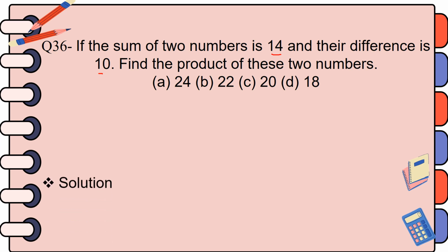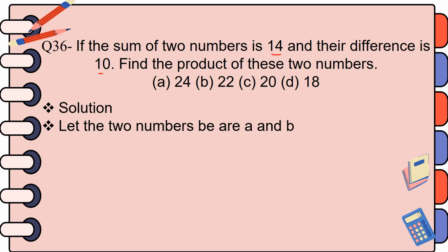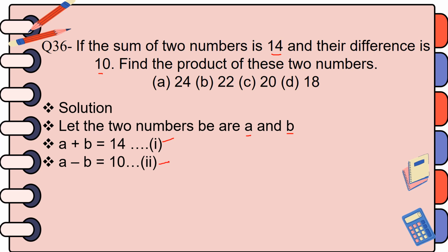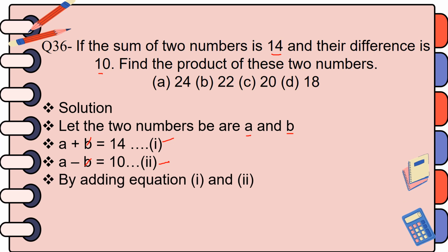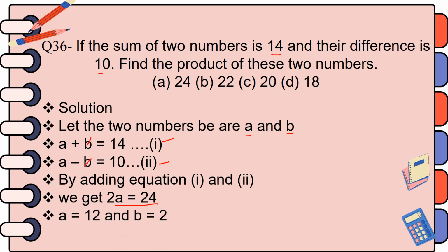So let's represent the two numbers, say A and B. When we add the two numbers, their sum is 14, A plus B is 14. And when we subtract the two numbers, A minus B say is 10. So we have equation 1 and equation 2. Add the two equations. B will be cancelled out by B. So we get 2A is equal to 24. From this, you can find out a value for A.